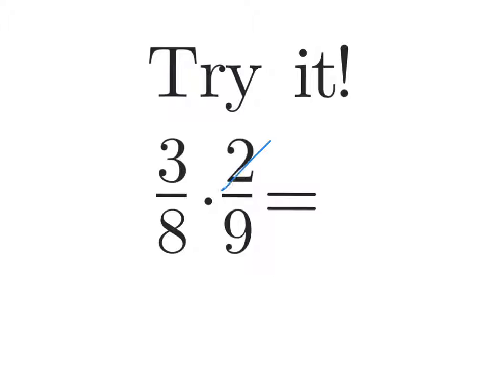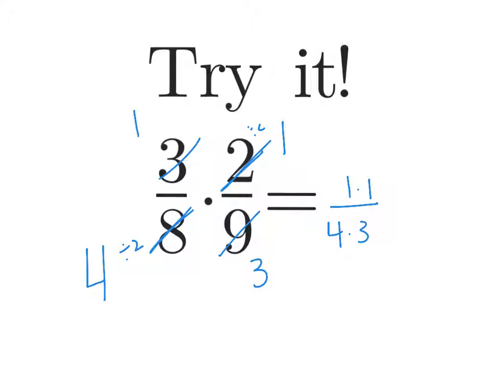I'm looking right here, and 2 and 8 share a factor of 2. 2 divided by 2 is 1. That's supposed to say divided by 2; I can't write that small. 8 divided by 2 is 4. Also, 3 and 9. Remember, it has to be across and on the diagonal. 3 divided by 3 is 1. 9 divided by 3 is 3. I have 1 times 1, and 4 times 3 equals 1/12.